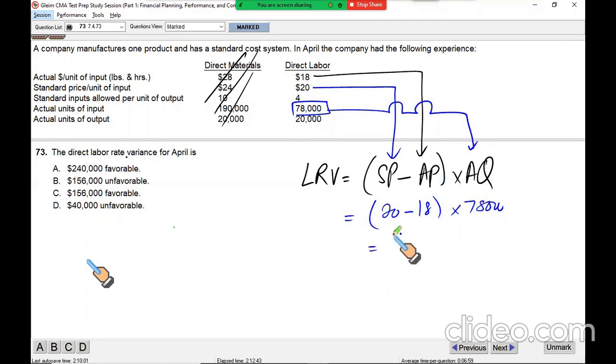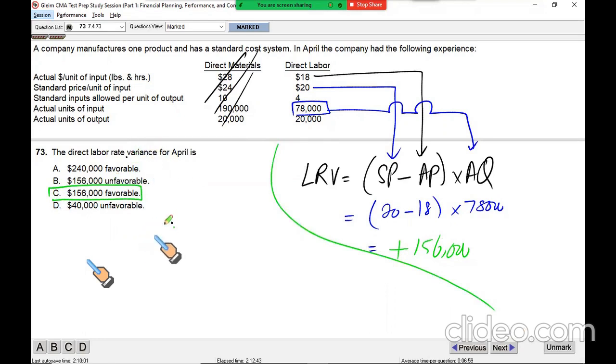So if you simplify this, 20 less 18 multiplied by 78 is going to be a good positive number, and positive would mean favorable, 156,000, and that's going to be C as our correct option. Okay, we've done it. Let's say if in this question it required you the labor efficiency variance, the quantity variance or usage variance, it is the standard quantity minus actual quantity into the standard price of labor.